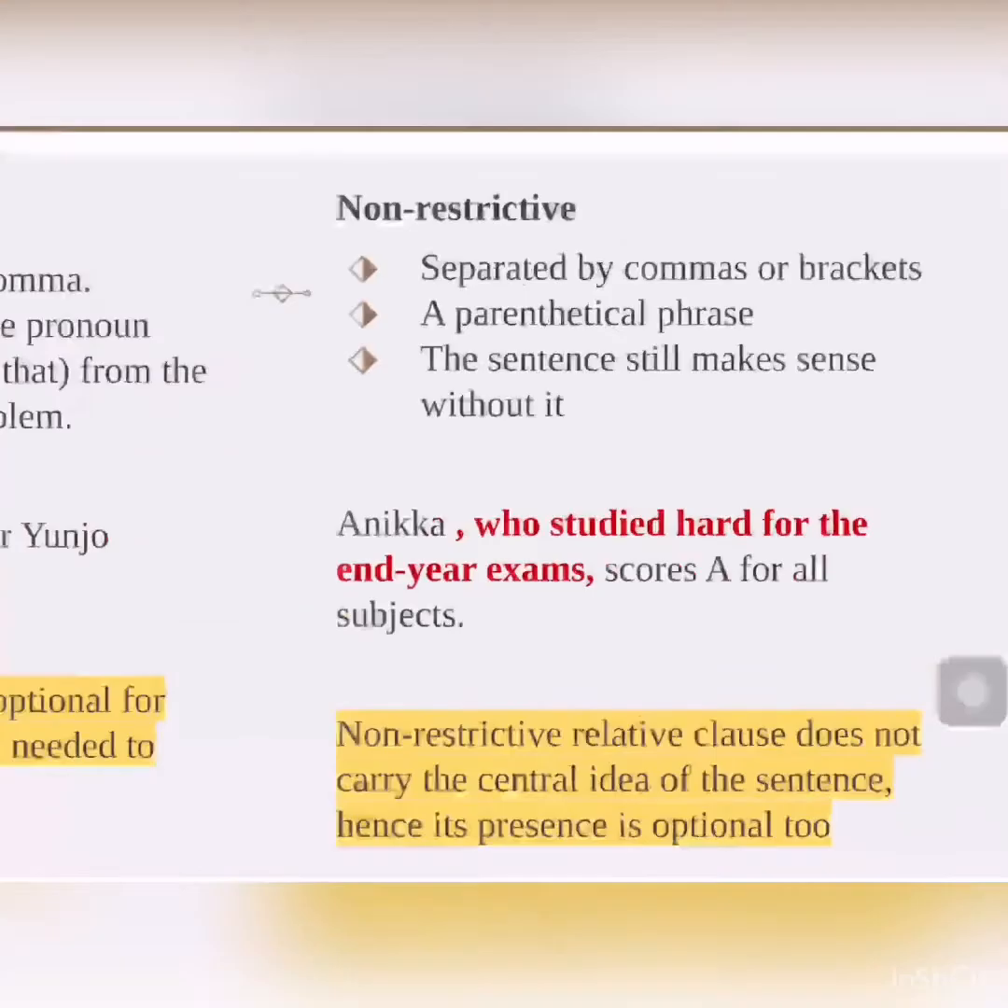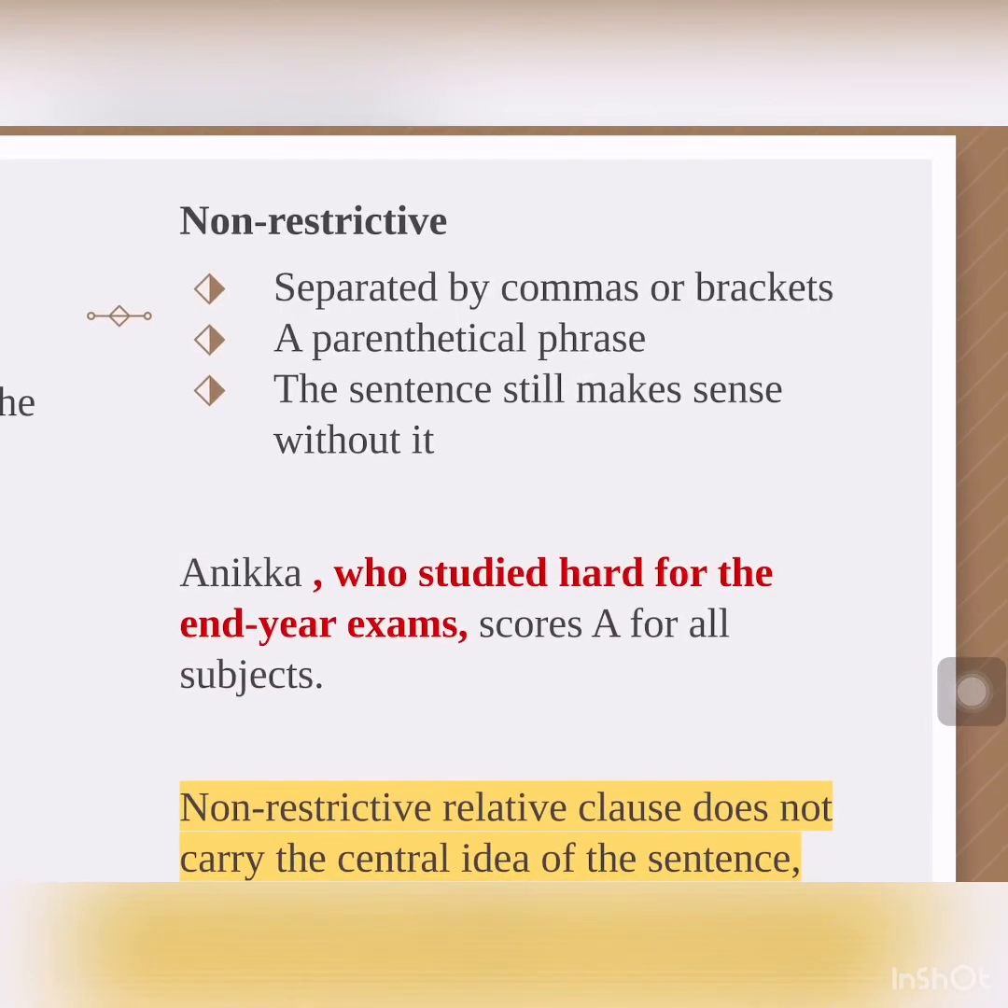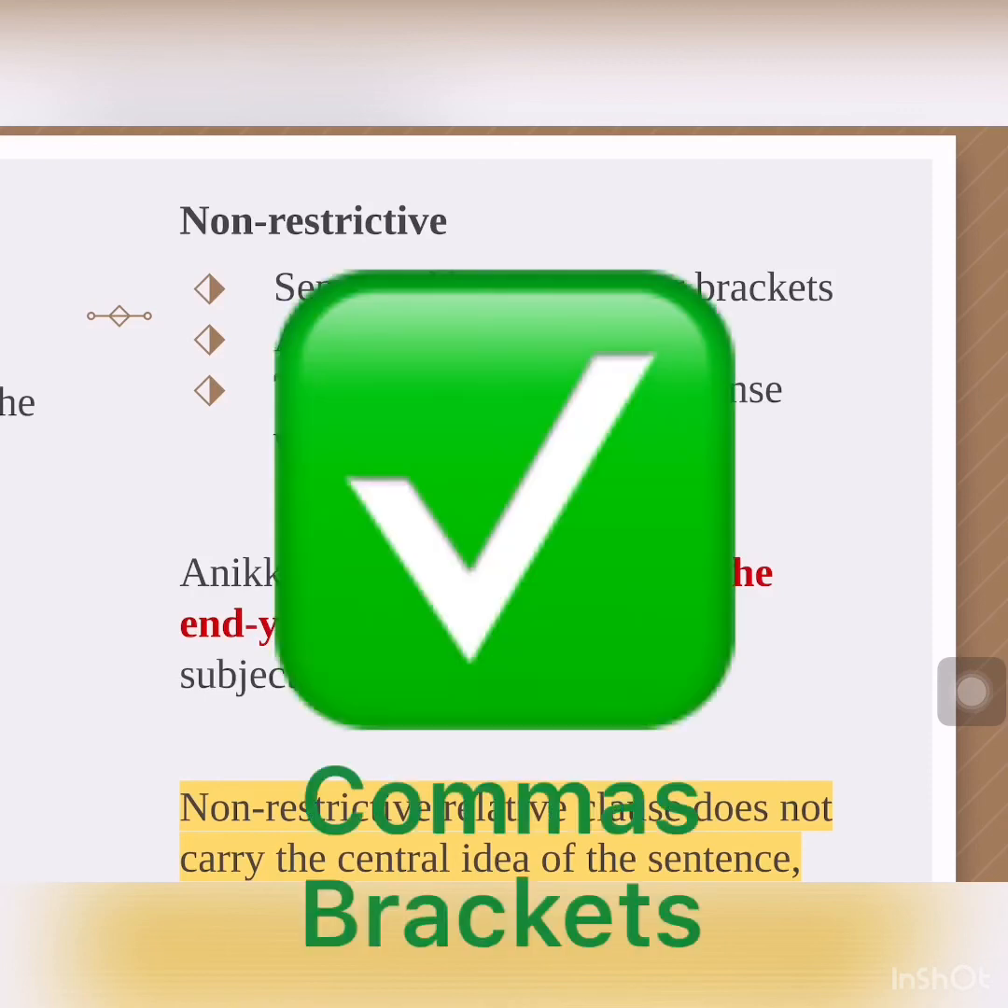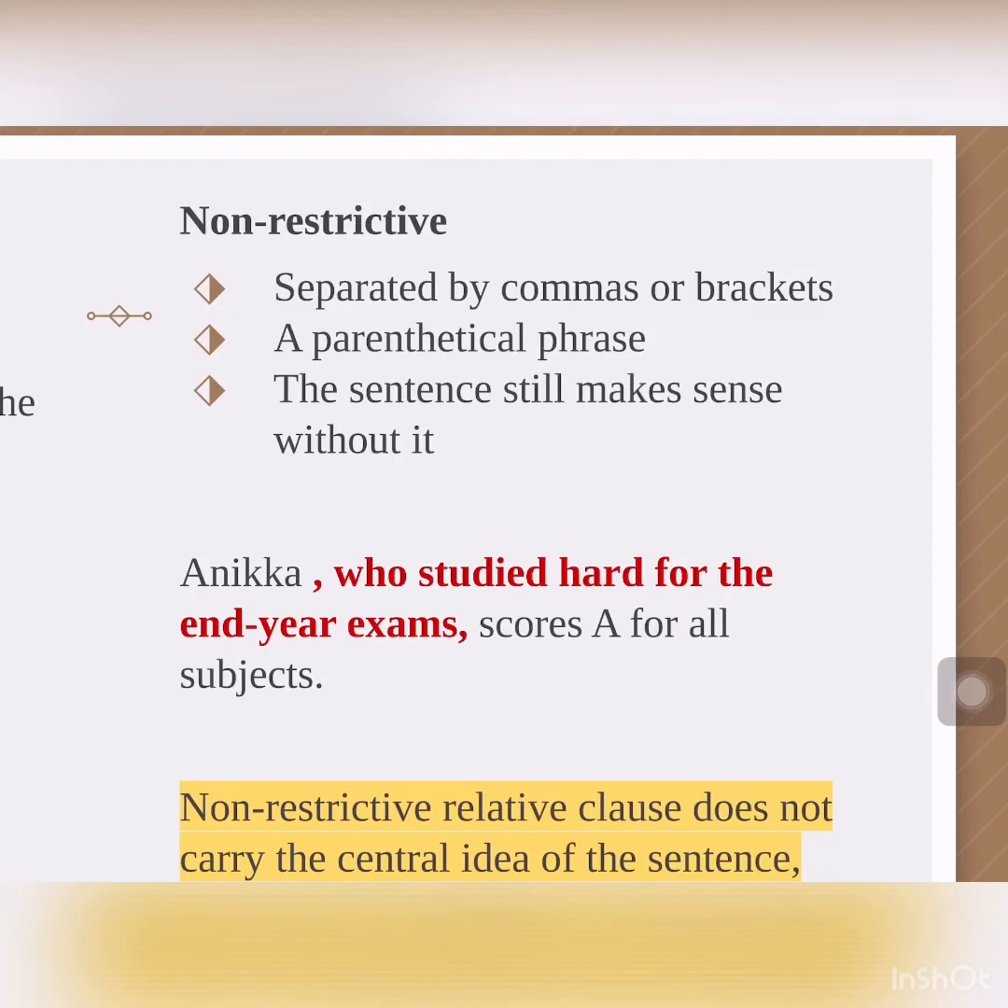non-restrictive relative clause is when you put commas and brackets. It's just like a parenthetical phrase. Okay? So the sentence still makes sense without it.